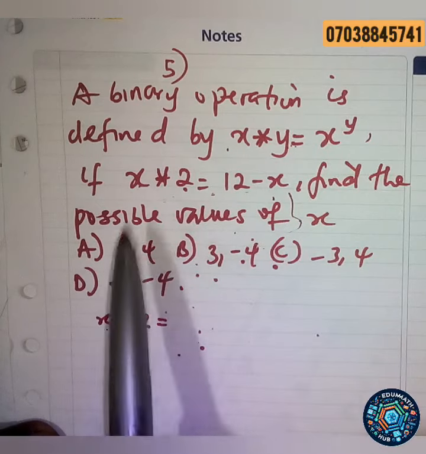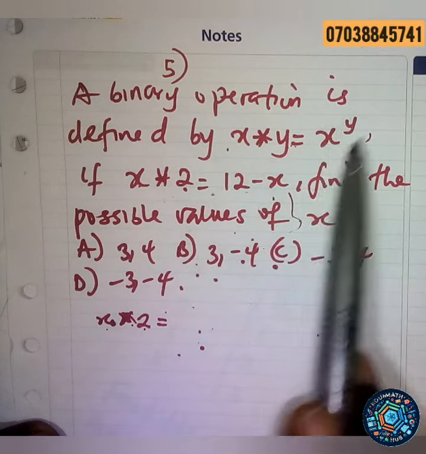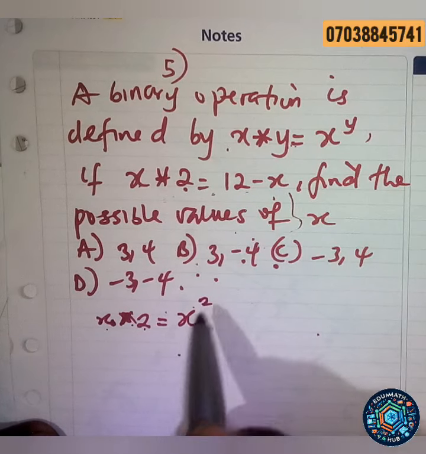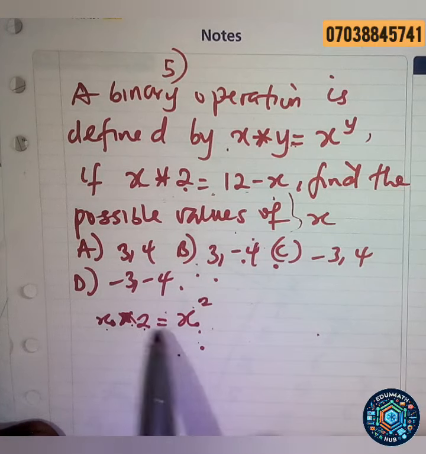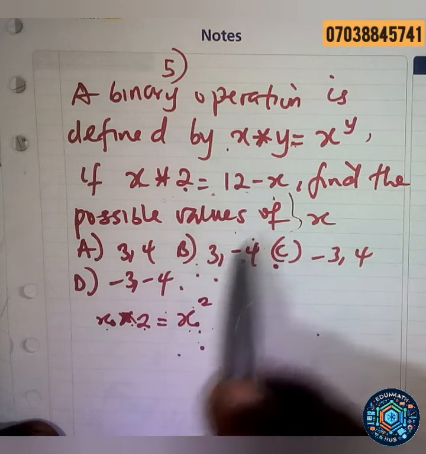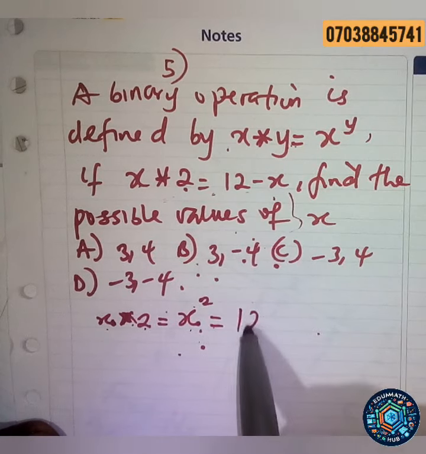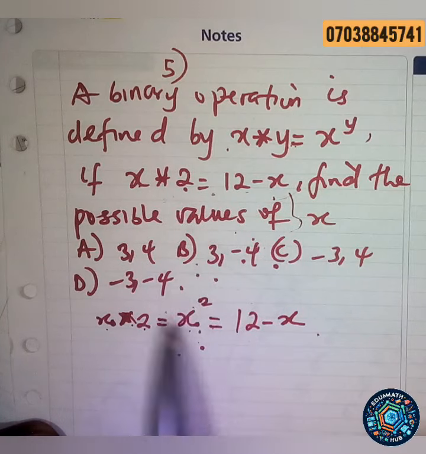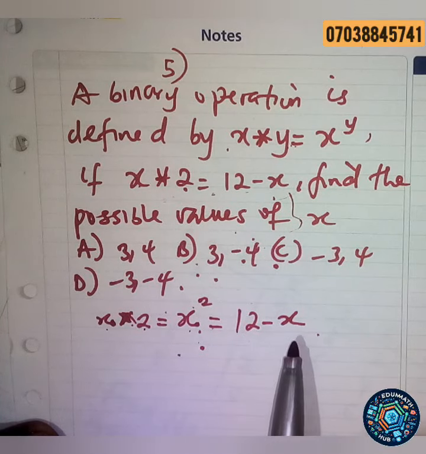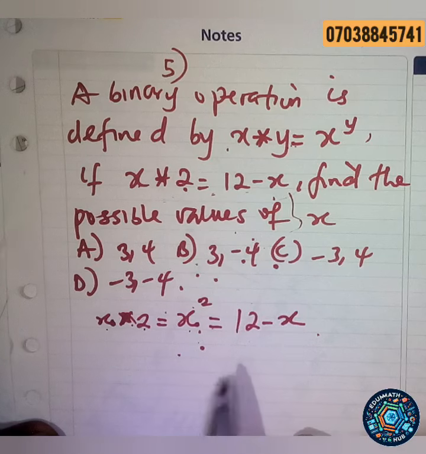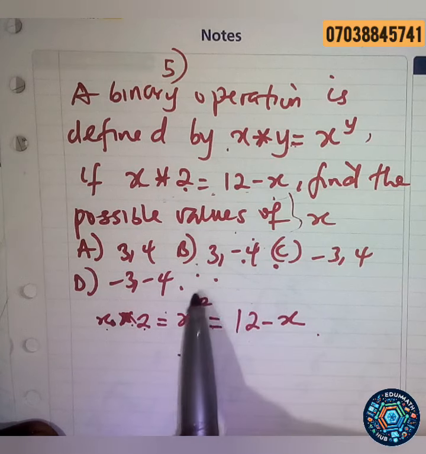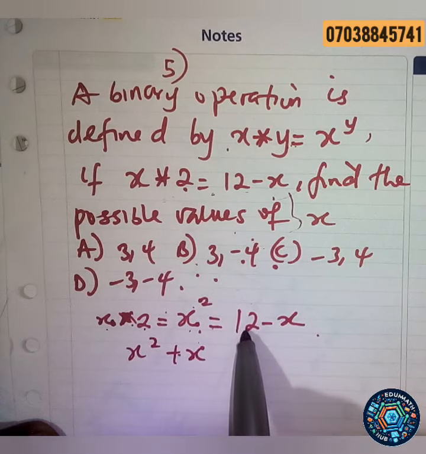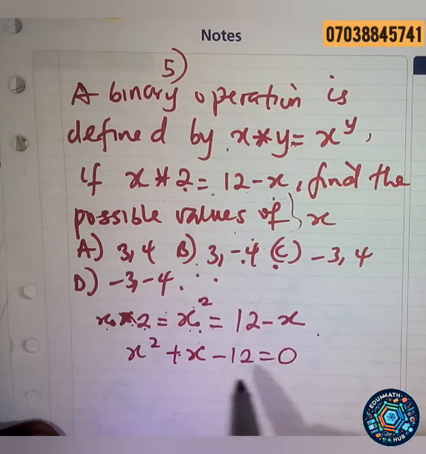So from this formula you have x operator 2. Following this formula, you have x raised to power 2 because y is standing as 2. So you're going to have x squared. But this x squared is also equal to 12 minus x from this part here. x operator 2 is this value here, and it's equal to 12 minus x. Now this is a quadratic equation. So let's bring this one to this side. So you have x squared plus x, then bring this 12 here, minus 12 is equal to 0.